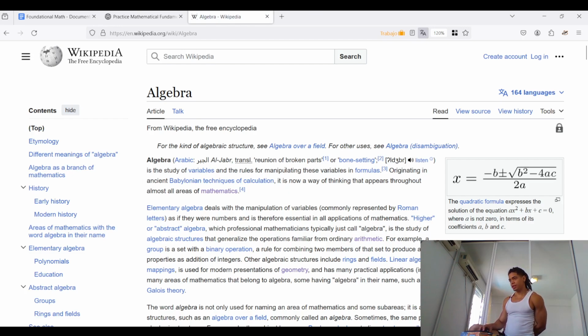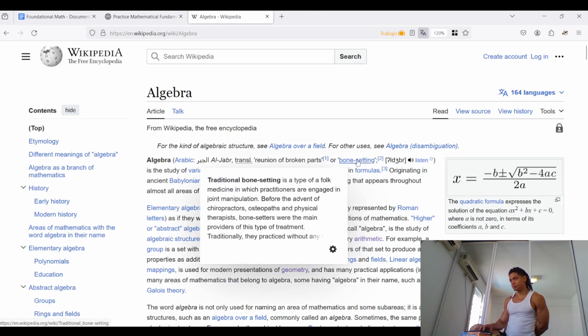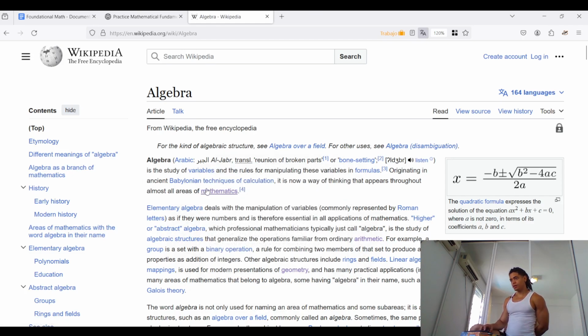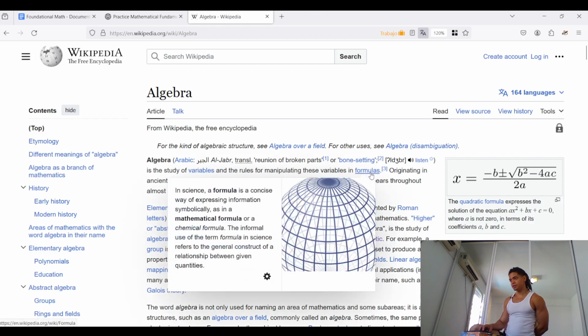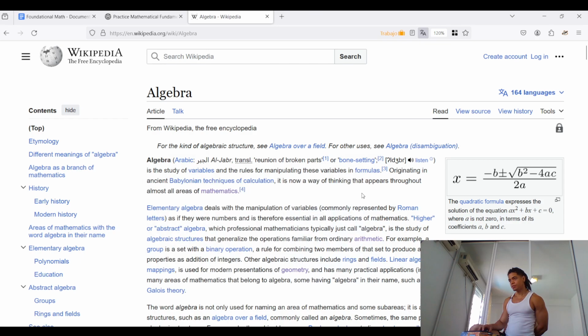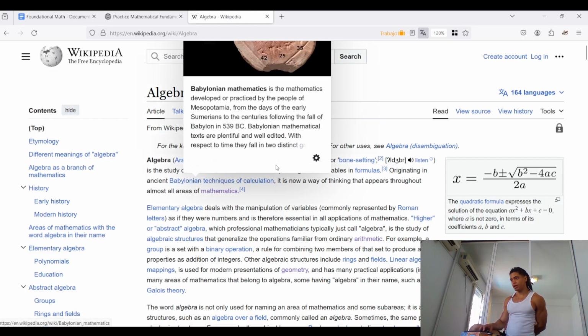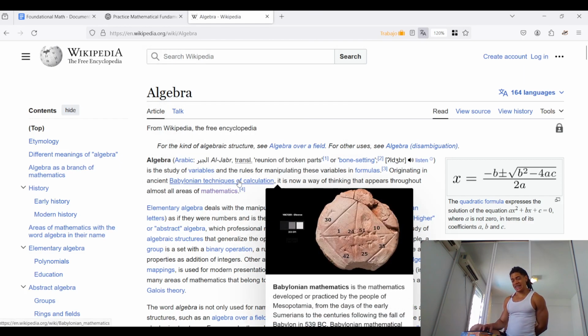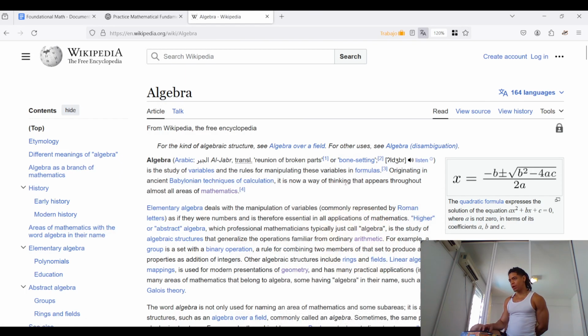Algebra: translation, reunion of broken parts or bone settings. It is the study of variables and rules for manipulating these variables in formulas. Originating in ancient Babylon as techniques of calculation, but after all, what you're going to learn is a technique. It is now a way of thinking that appears throughout almost all areas of mathematics.